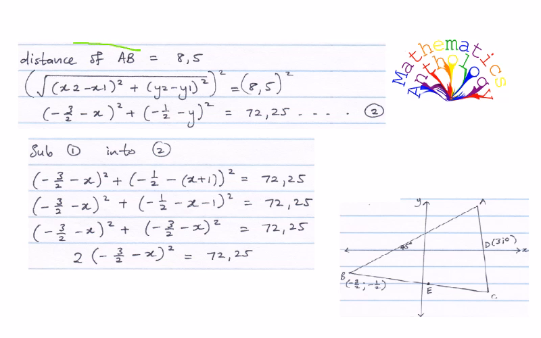Right, the length of AB or the distance of AB we know is given to us as 8,5 centimeters. So we can use the distance formula with points A and points B, where we can call point A x1, y1 and point B x2, y2. Fill that into the distance formula, which is equal to 8,5 centimeters. Square both sides to get rid of the square root, and you have your second equation there.